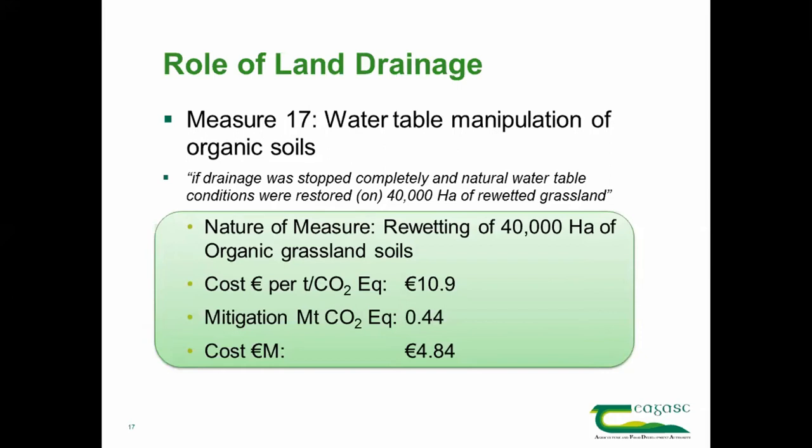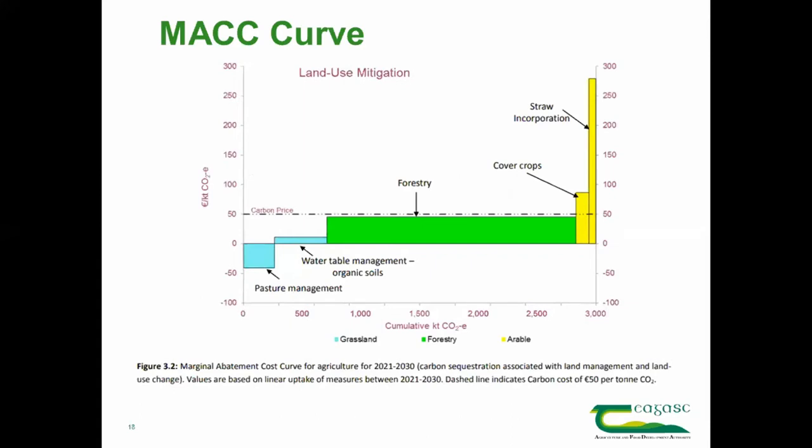So that's what's proposed. And like the MAC curve, with all the measures, there are certain proposals put in, and depending on policy going forward, I suppose, will dictate how that's done. But this is the proposal, and that's the potential for mitigation and cost.